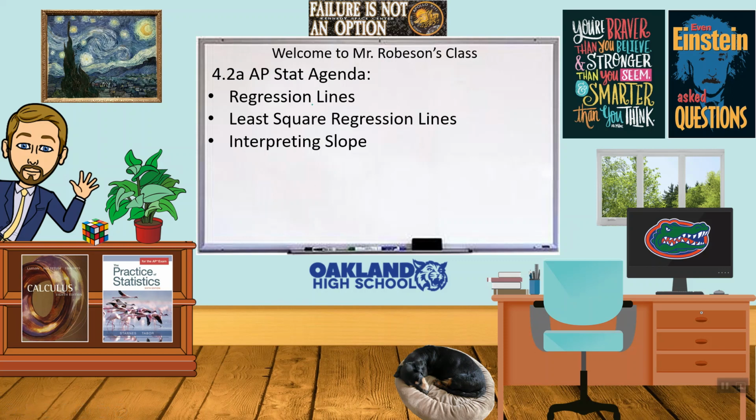All right, so that's how we get least squares regression lines and how we use least squares regression lines and how we get slope from least squares regression lines and interpret it. Next time, we'll look at something called residuals. So I'll see you again soon.